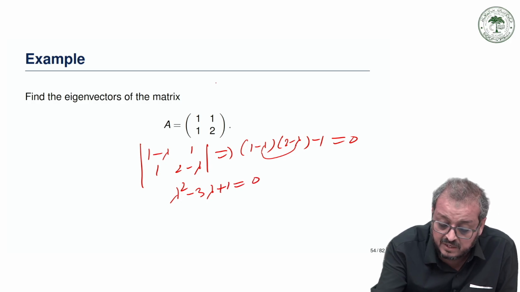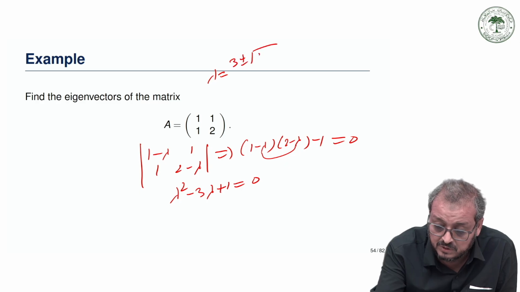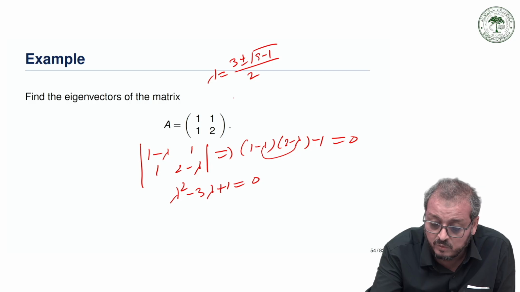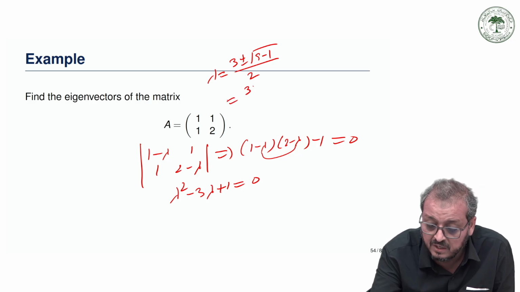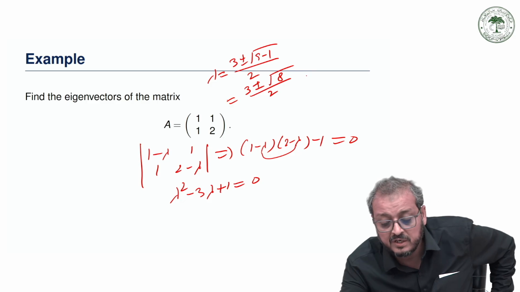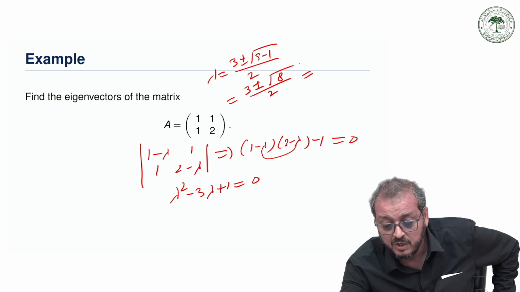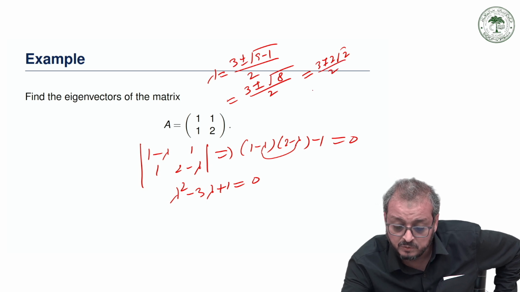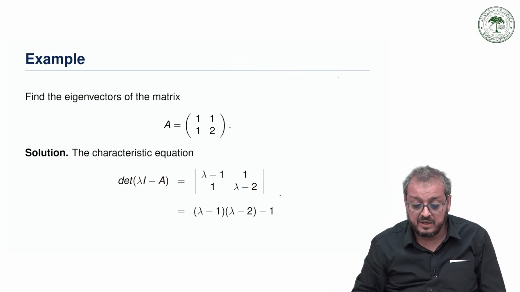Then lambda can be written as 3 plus minus root of 9 minus 1, upon 2. So this is equal to 3 plus minus root of 8 over 2. Root of 8 means 2 root 2, since 4 twos are 8. So this can be written as 3 by 2 plus minus root 2. These are the eigenvalues of this matrix.